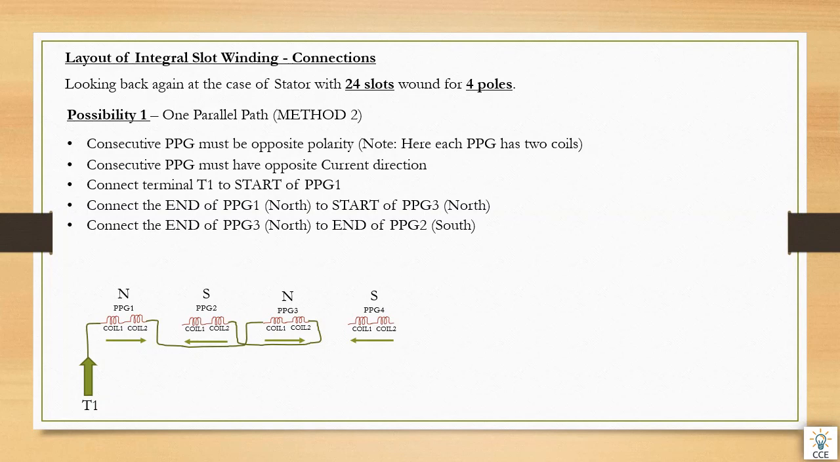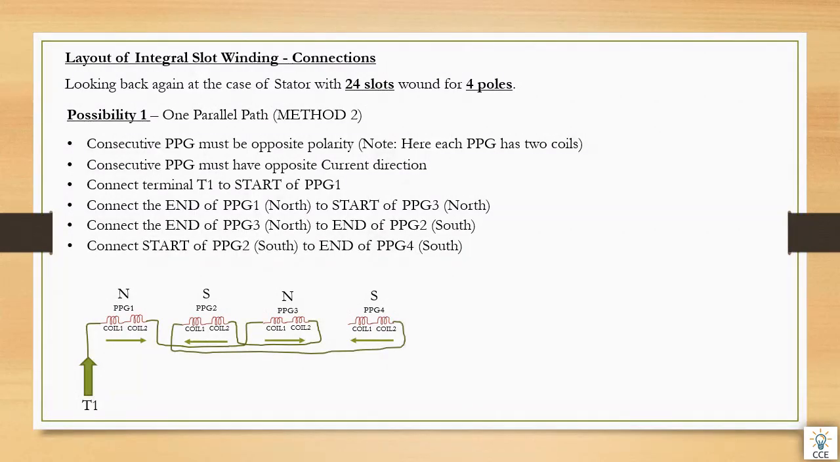Now we connect the end of the pole phase group 3 to the end of the pole phase group 2. So again we have now reversed the direction of the current, but it maintains the requirement of the direction of the current to create that south pole.